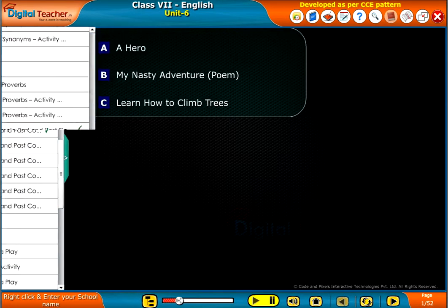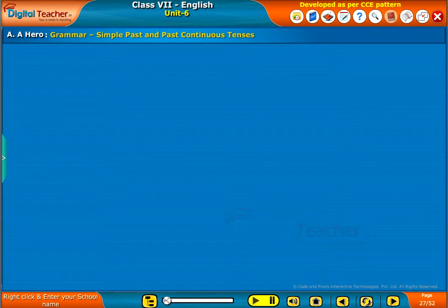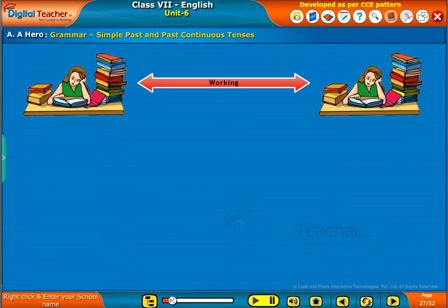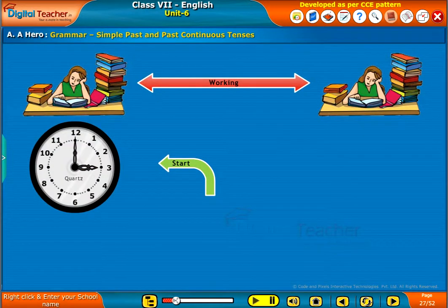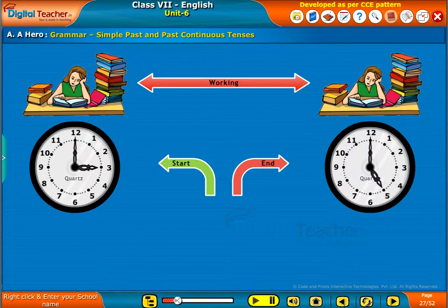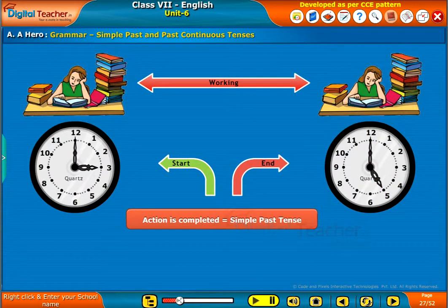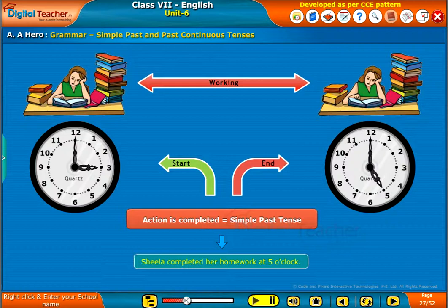Welcome to Unit 6. In this section, we will learn about using simple past and past continuous tenses. Observe a scenario. Sheila started her homework at 3 o'clock and completed it at 5 o'clock. Here, at 5 o'clock the action is completed. So we can say it in simple past tense as Sheila completed her homework at 5 o'clock.